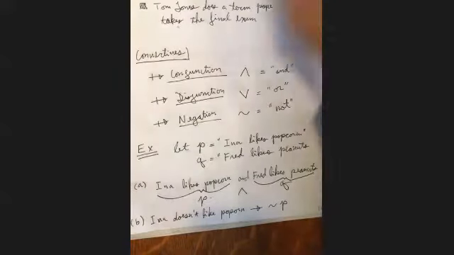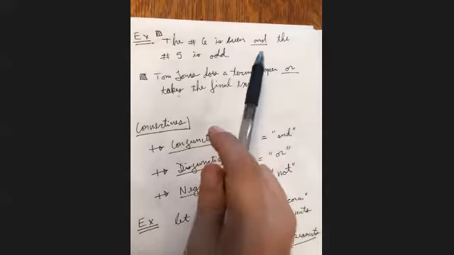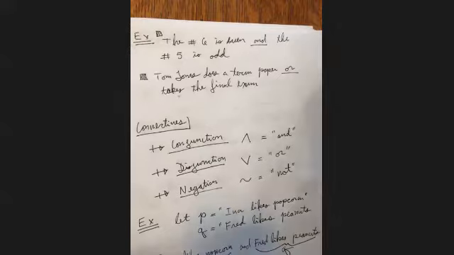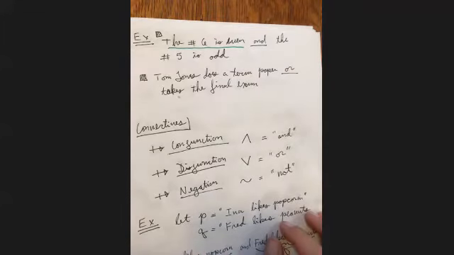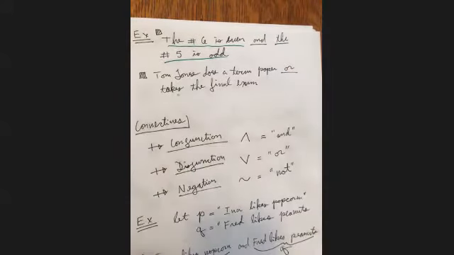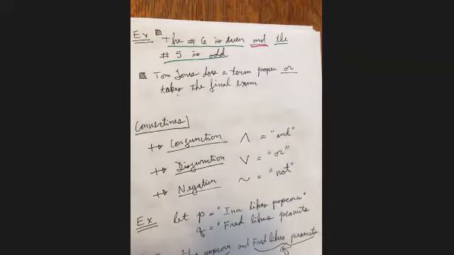Okay, so an example of a compound statement is the number 6 is even and the number 5 is odd. So we have two simple statements here. This is a declarative. The number 6 is even and it has a truth value. It's a true statement. The number 6 is an even number. And then we have a second statement. The number 5 is odd, declarative, and has a truth value. And then we have a connective, which fuses the two statements together to make a compound statement.